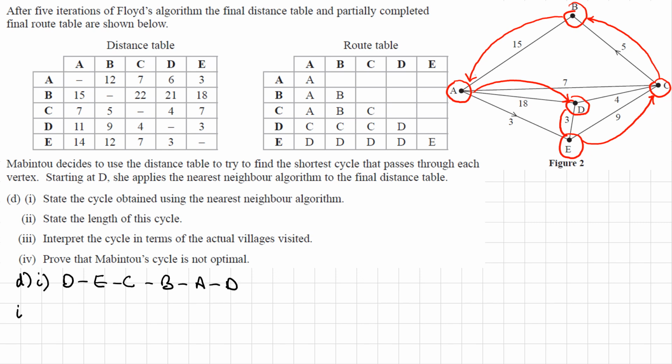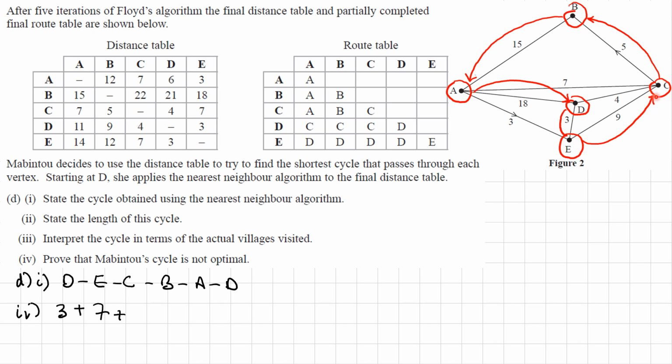Now, second part of part D, what it's asking us to do is to state the length of this cycle. So what we want to do is to find the shortest way to get between these vertices. So D to E, that shortest route is just going to be 3. Then going from E to C, that's got a weight of 9, but I can get from E to C quicker by going from E to D and then from D to C. So that's going to be 3 plus 4. So that's actually 7 to get from E to C, which is shorter than 9, so plus 7.